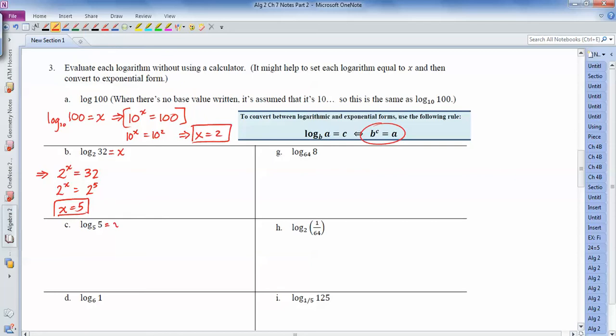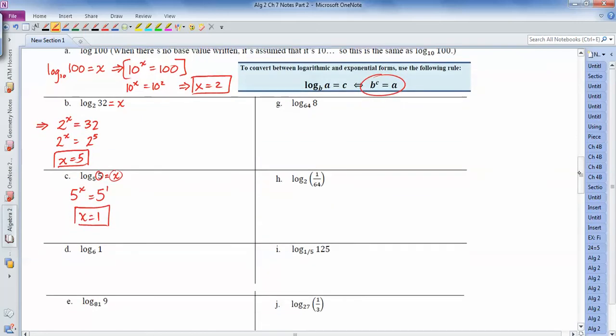Okay, let's set this one equal to x. So that's going to be the little 5 here, the base, 5 to the x equals this 5. Well, that 5 is the same thing as 5 to the first, so x has to be 1. Okay, let's look at D. So in this one, if I set that equal to x, then I know 6 to the x has to be 1. Well, 1 is the same thing as 6 to the 0. So then x is going to be 0.